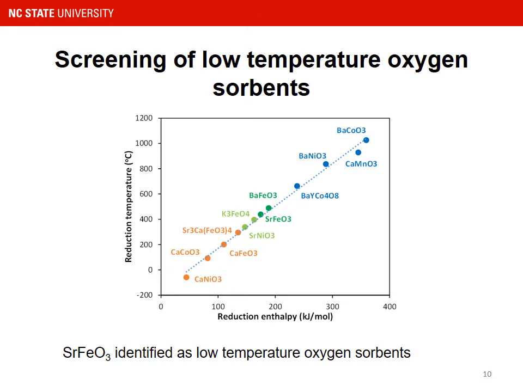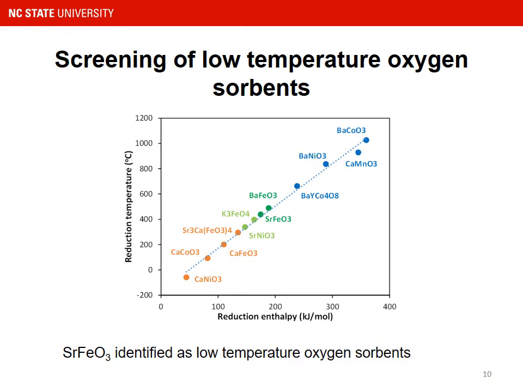Because in the end, our purpose is to select suitable oxygen sorbents which can be operated in the low temperature range, which means that the sorbents can release oxygen at relatively low temperature, for example below 600 degrees Celsius. So from here, we can choose materials which have a reduction temperature below 600 degrees Celsius.